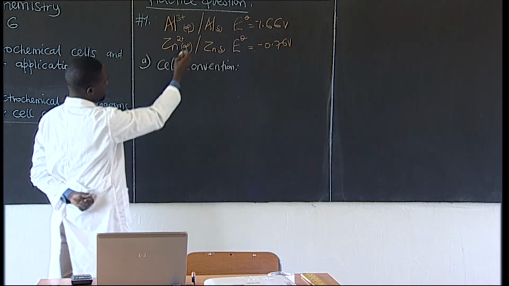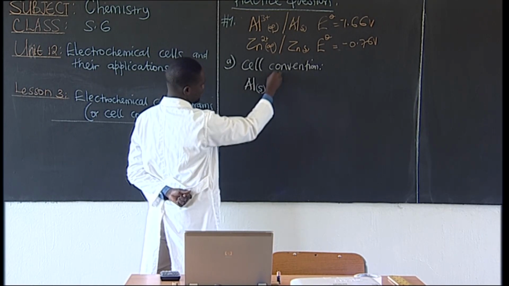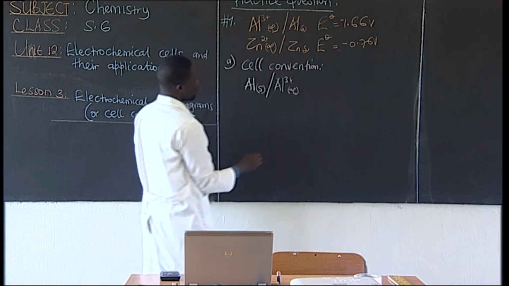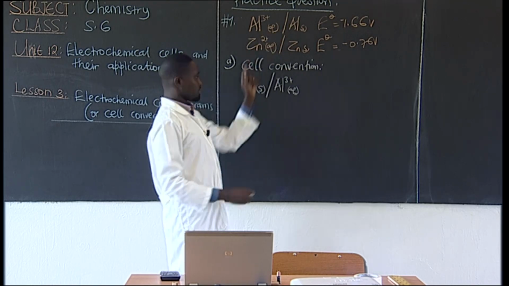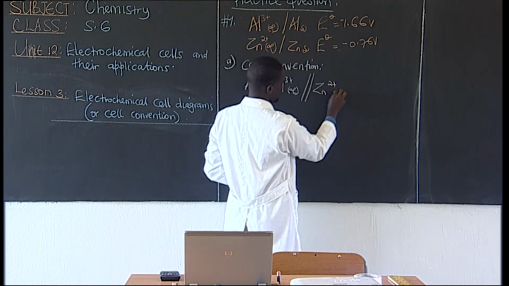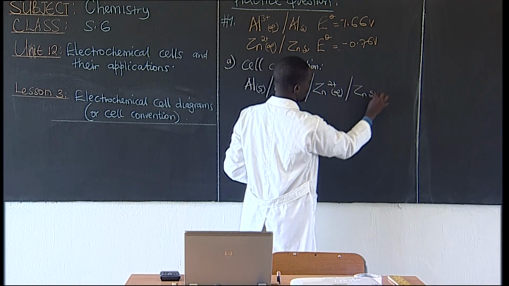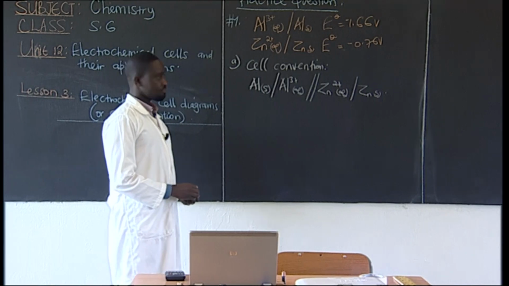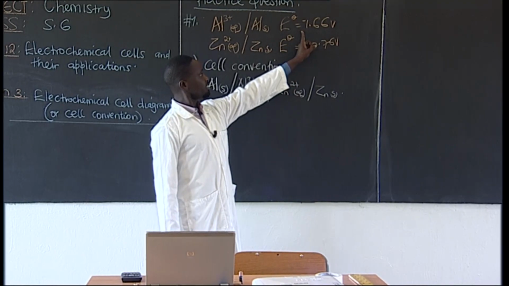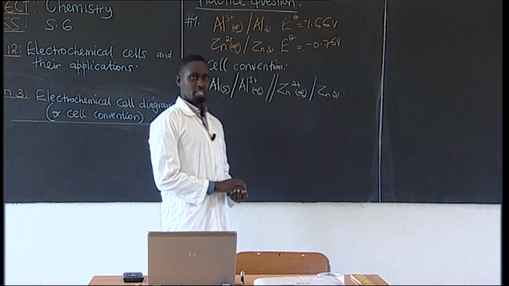And as such, we shall have the aluminum salt going to aluminum cations. We are reversing this. Then we put the salt bridge. We give zinc cations; they will gain electrons to form zinc. So that is the cell convention. Point to note: know which side is undergoing oxidation and which side will undergo reduction, which side will lose electrons and which side will gain electrons.